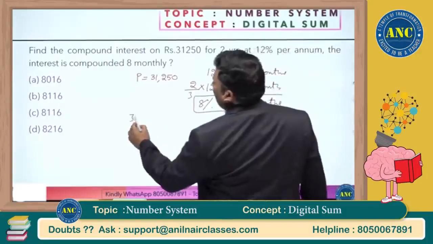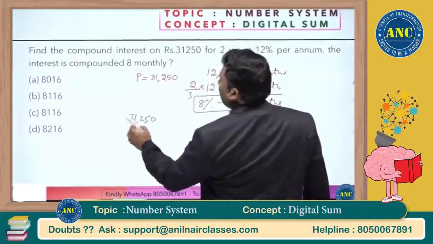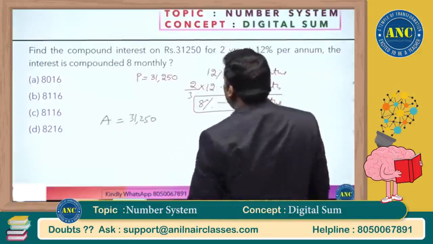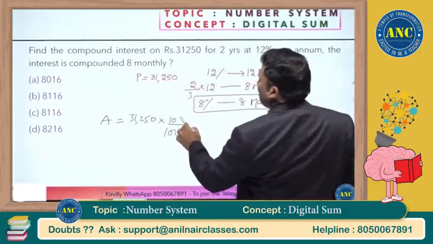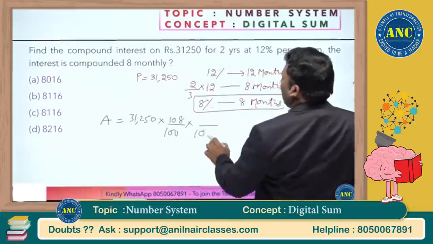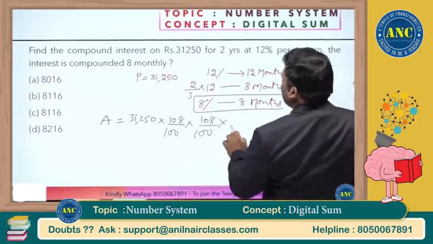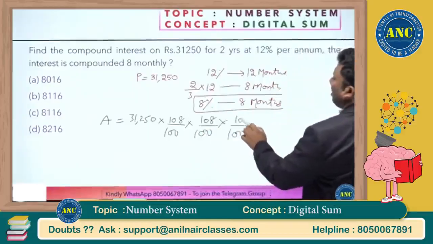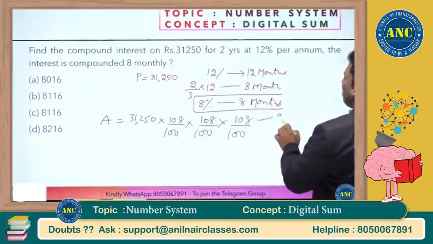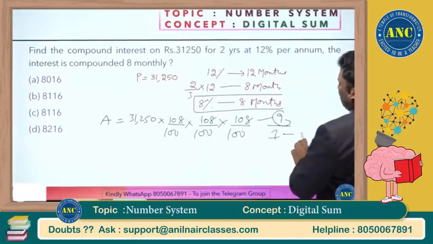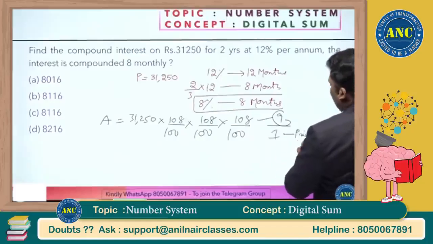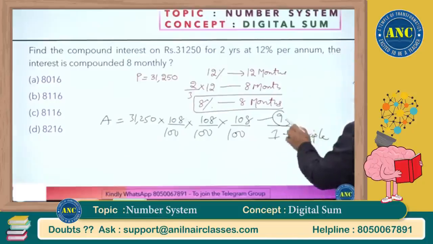So principal is 31,250. For 8 months, on 100 increase, it is 108. Again, for 8 months, 100 increase 8. Again 100 increase 8. Amount digital sum is 9. Principal digital sum is 1.